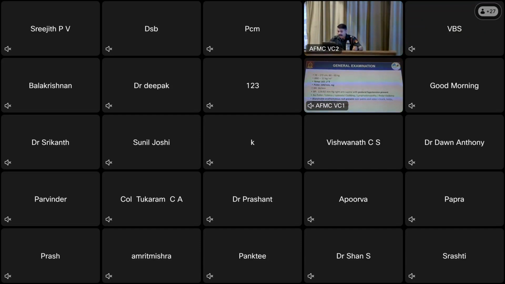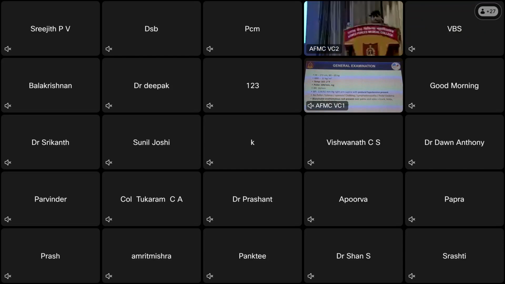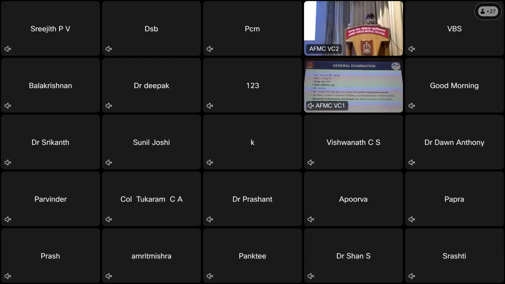His general examination revealed he had a height of 172 centimeters with a weight of 65 kg, a BMI of 22 kilogram per meter square. He was febrile with a temperature of 103.2 degrees Fahrenheit. He had tachycardia with a pulse of 104 per minute, which was regular. His respiratory rate was normal at 16 breaths per minute. His blood pressure was 124 by 82 millimeters of mercury, right arm supine, with postural hypotension.